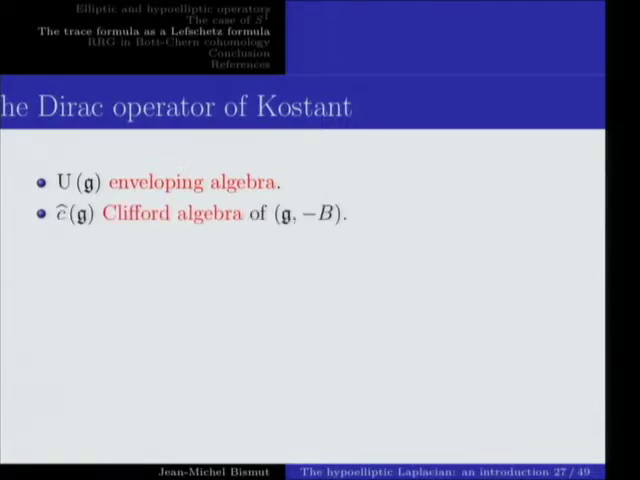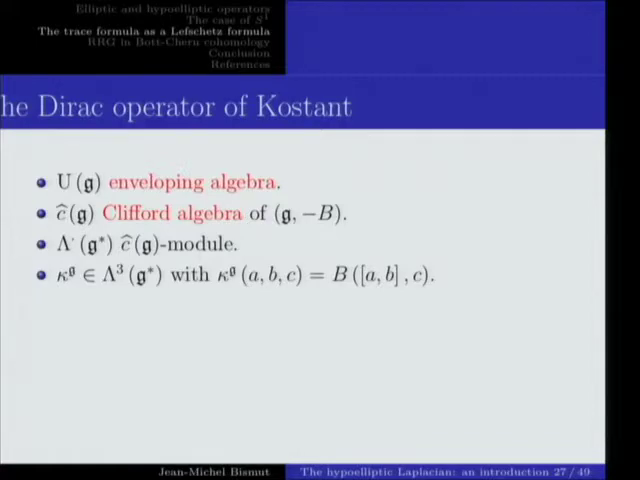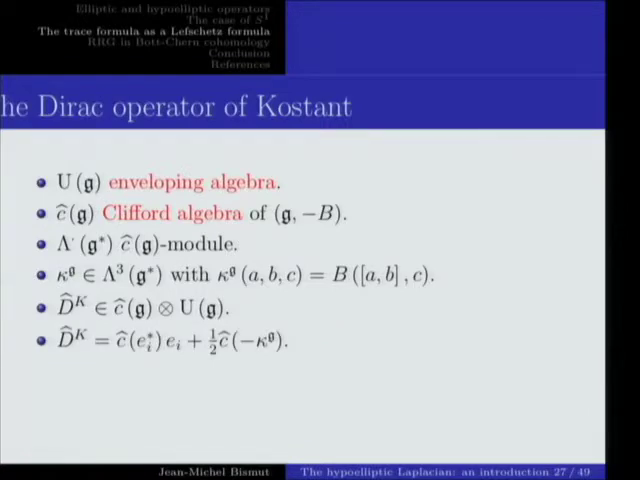So actually, you have to introduce the Clifford algebra C hat of G associated with the invariant form B. I will need to use, but you can forget about it, the fact that the exterior algebra of G star is acted upon by the Clifford algebra. There is some three form here. Just forget about this. I just give briefly the description of the operator d hat k. So d hat k is a section of the product of the Clifford algebra times the universal enveloping algebra. Here is a classical Dirac operator part, and here there is a cubic correction. In the literature, this operator is often called the cubic Dirac operator.